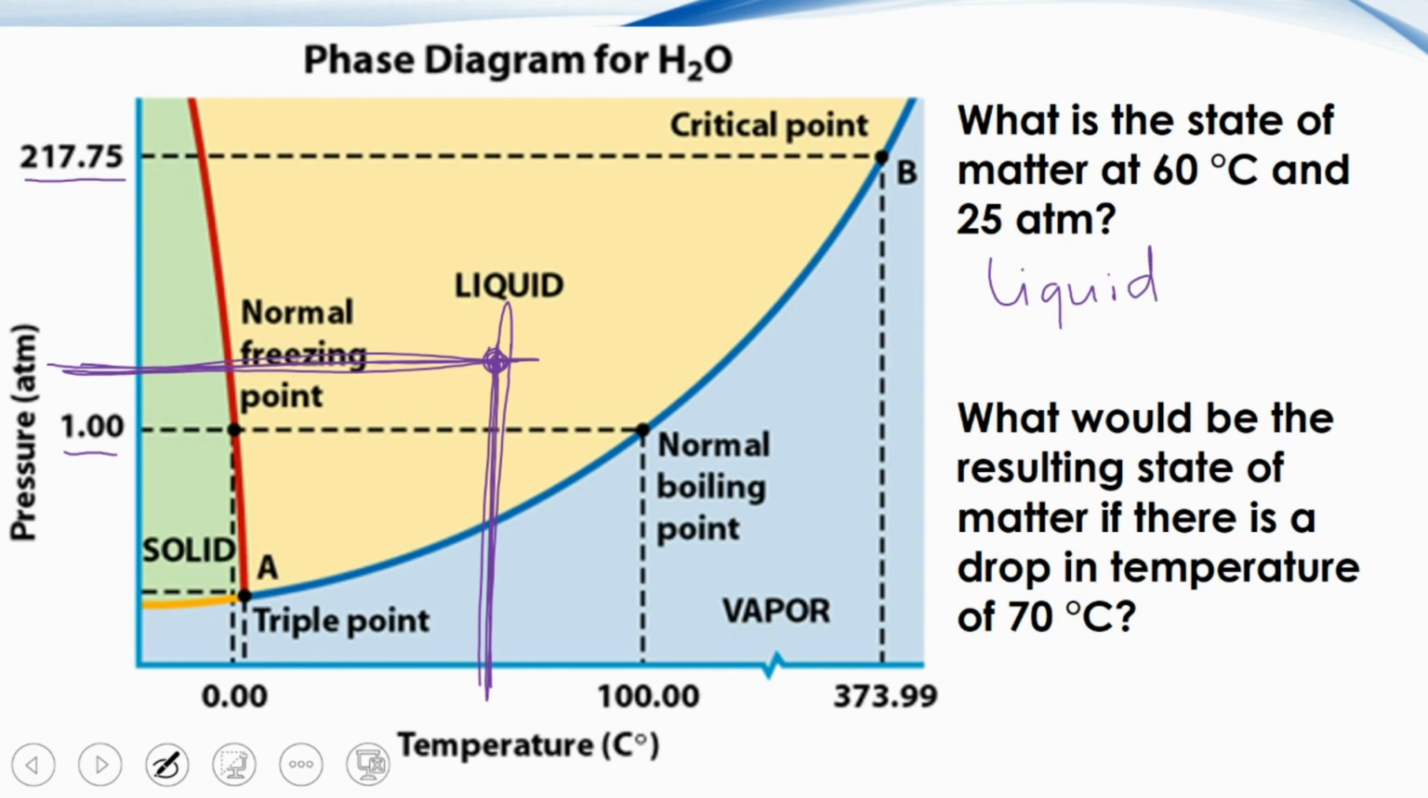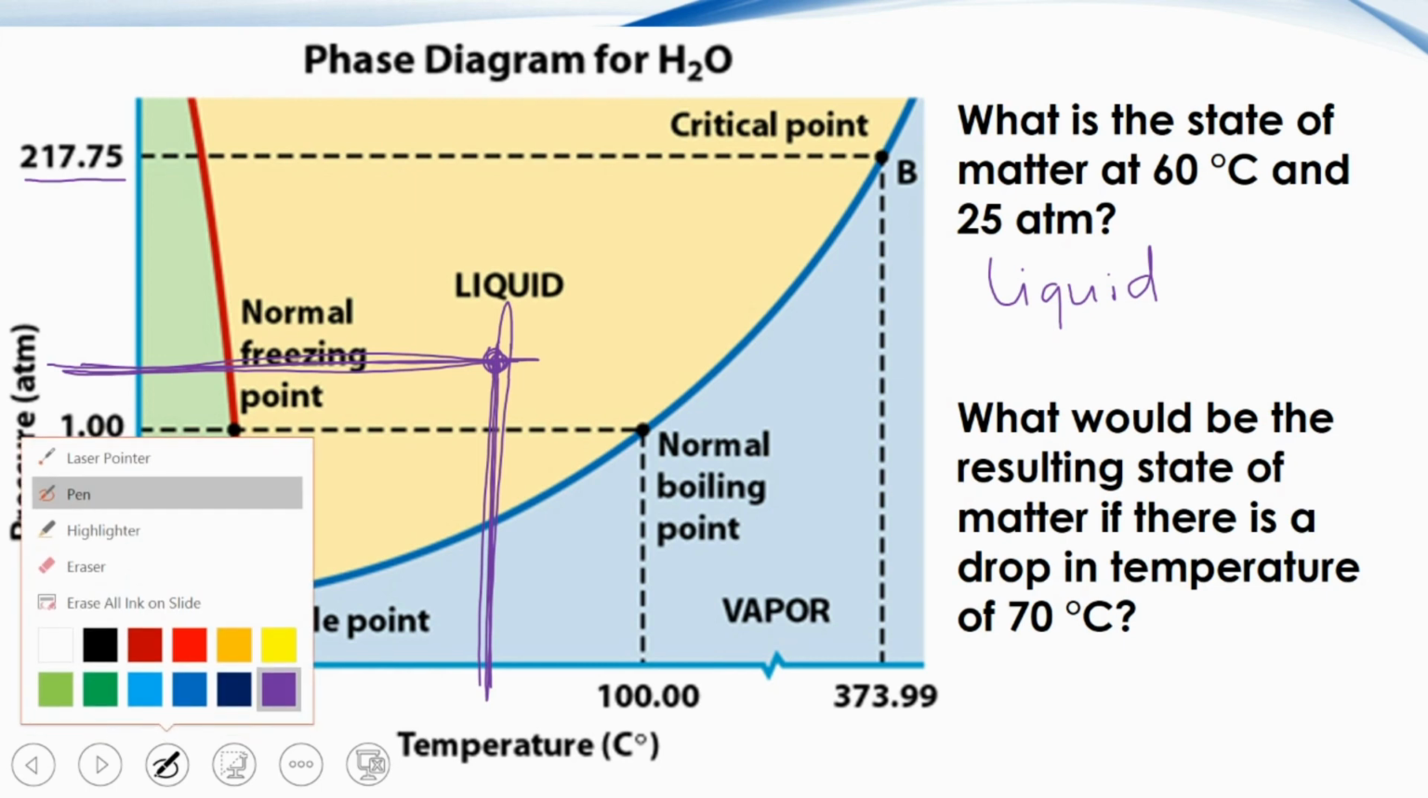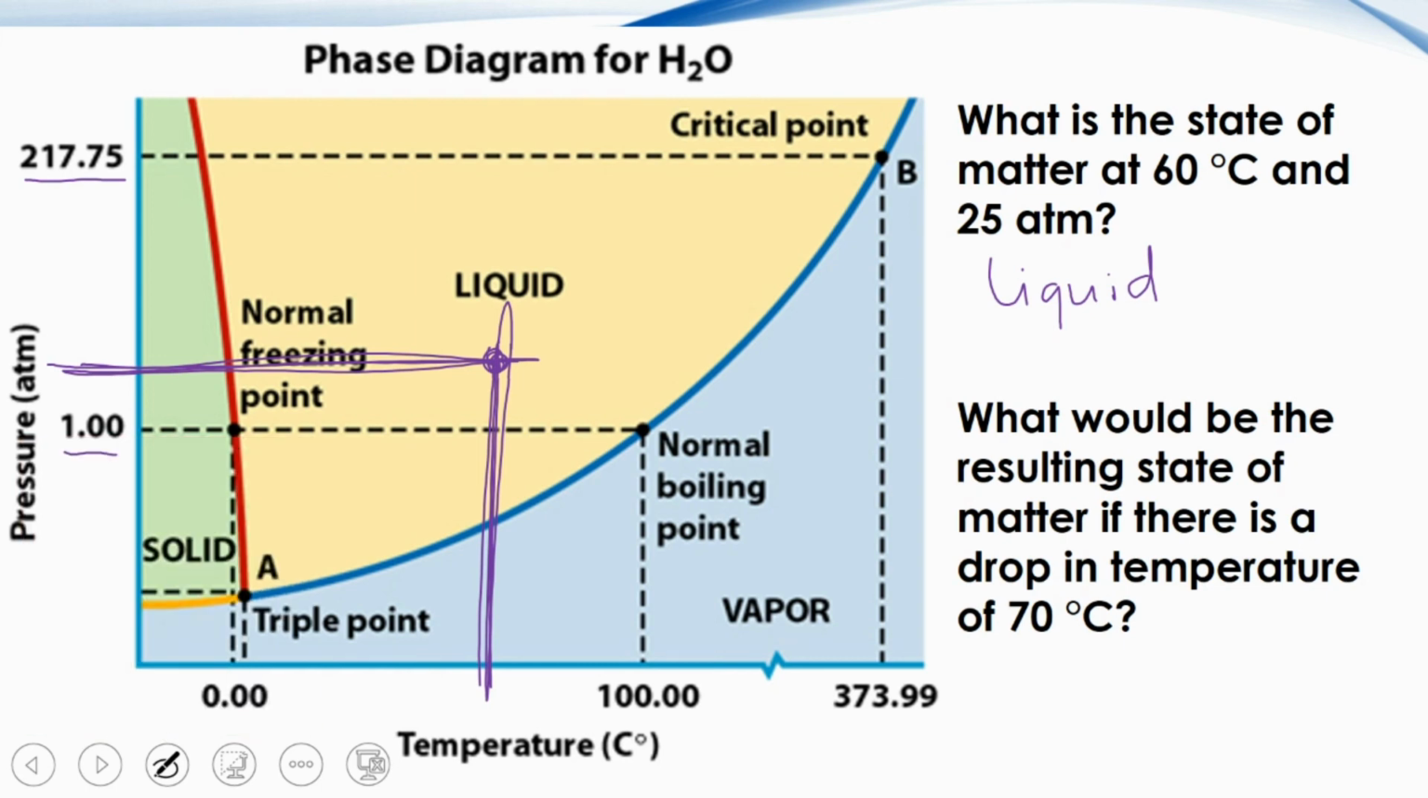So my answer is going to be liquid. Now let's look at the next question. What would be the resulting state of matter if there is a drop in the temperature of 70 degrees Celsius? So here I am assuming then that the pressure stays the same. All I'm doing is dropping the temperature by 70 degrees. So if I know that my point, the purple point, occurred at 60 degrees, and I'm going to drop 70 degrees, then I'm going to stay within my line, but I'm going to drop about 70. So that's going to be about -10. So I'm right here.